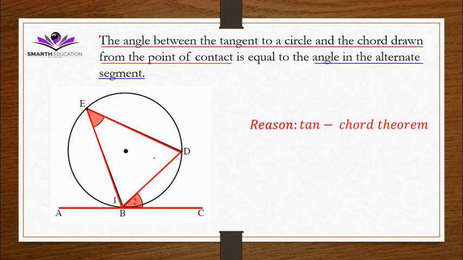Again, we can talk about this angle. B1 also is equal to angle D. Angle D is subtended by chord EP. Angle B1 is formed by the tangent AC and the chord EP, and EP subtends angle D. That's another good example of a chord theorem situation. So angle B1 is equal to angle D, and angle B2 is equal to angle E.